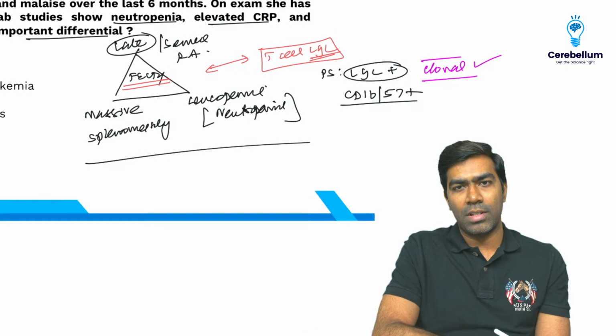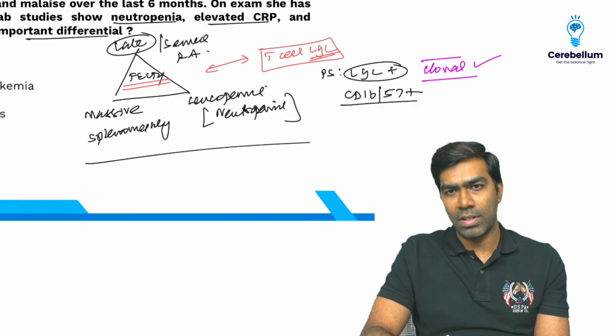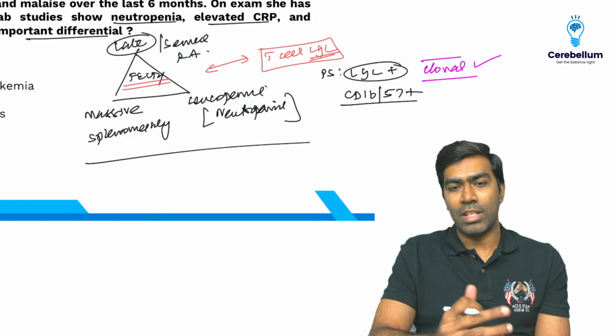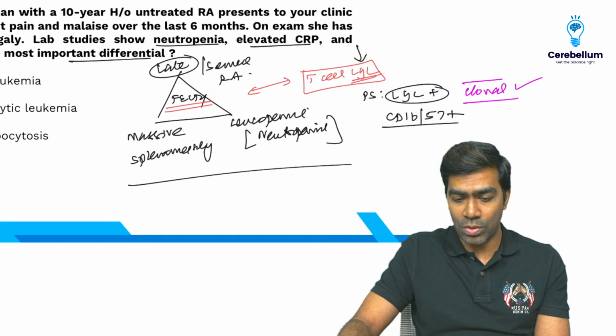These are large cells, lymphocytic architecture, but with granules. That's why it's called large granular lymphocytes. CD16, 57 positive. And they will have clonality. All the cells will have the same kind of immunohistochemistry, and they have the same flow cytometric profile. So that is the closest differential, because rheumatoid arthritis itself is going to increase the risk of T-cell LGL as well.